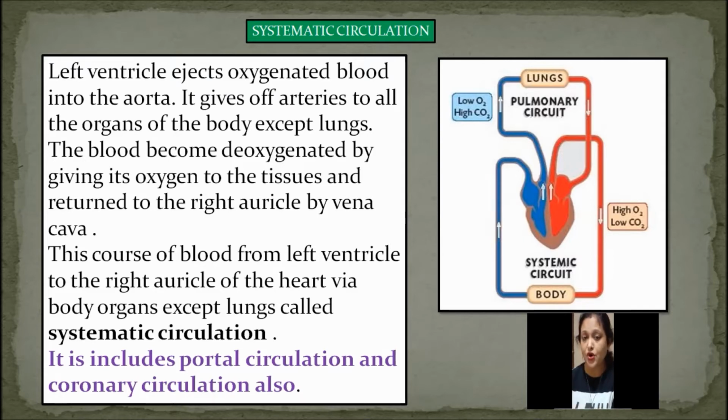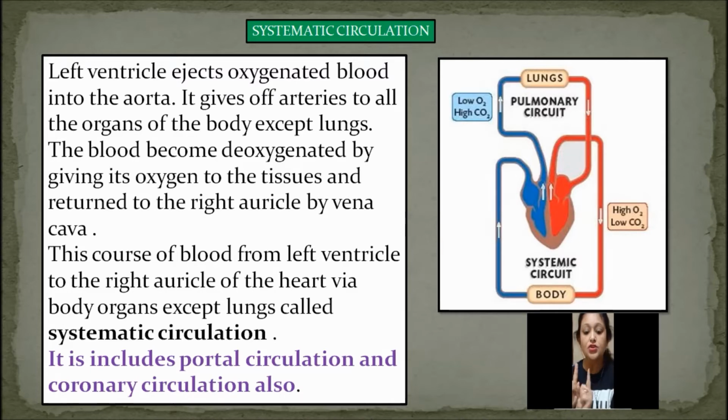Left ventricle ejects oxygenated blood into the aorta. It gives off the arteries to all the organs of the body except the lungs. Lungs do not accept the oxygenated blood, because the lungs themselves produce oxygenated blood and send it to the left auricle part. So except the lungs, the blood becomes deoxygenated by giving its oxygen to the tissues and returns to the right auricle by the vena cava, upper and lower, or posterior, vena cava.